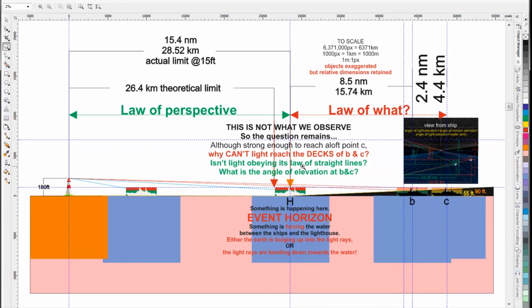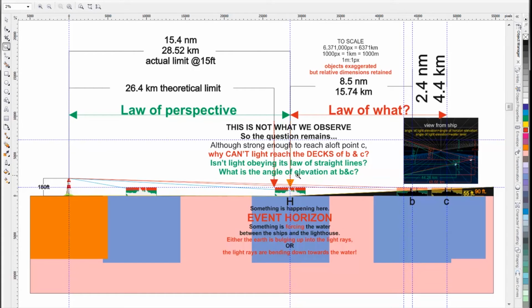So isn't light obeying its law of straight lines? I thought light was traveling in straight lines. Why isn't straight light obeying basic light rules, like illuminating the whole ship? Why are these ships half bathed in light and half bathed in darkness? What's causing this if light is traveling in straight lines on a flat Earth?